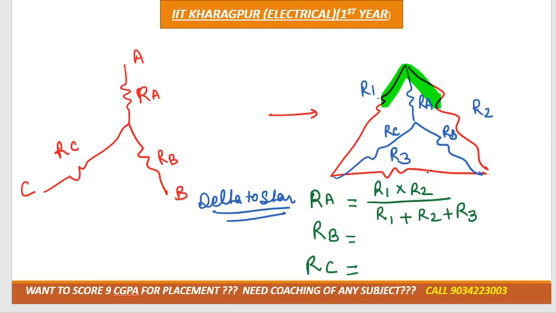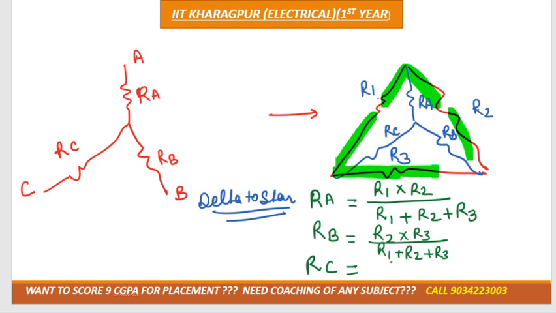Similarly for RB, as you can see it is connected to R2 and R3, that would be R2 into R3 divided by R1 plus R2 plus R3. Now RC is connected to R1 and R3, that would be R1 into R3 divided by R1 plus R2 plus R3. Okay, clear?